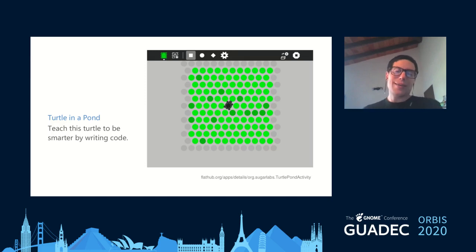Another interesting one, Turtle in a Pond. If you look at it, and I have to admit that I have to improve the documentation, the first side is a game about not letting the turtle escape from the pond, but it actually is about writing code to make the turtle smarter. And how do you do this? You can use Pippy to write the code, and then you import it here, so you can actually test your algorithm to see how much smarter you made the turtle.